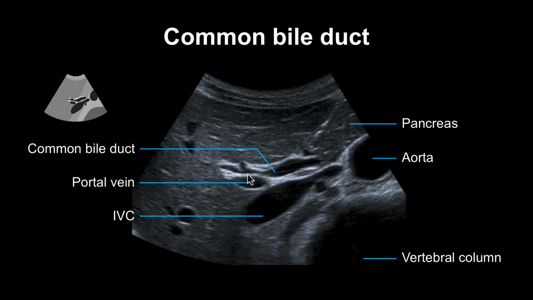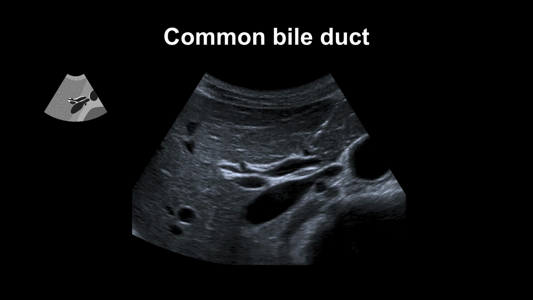We see the portal vein joining the common bile duct in the hepatoduodenal ligament. This is the major landmark of the liver hilum. We can also see the aorta, the inferior vena cava, the vertebral column, and the pancreas head. Take a second to study this image.